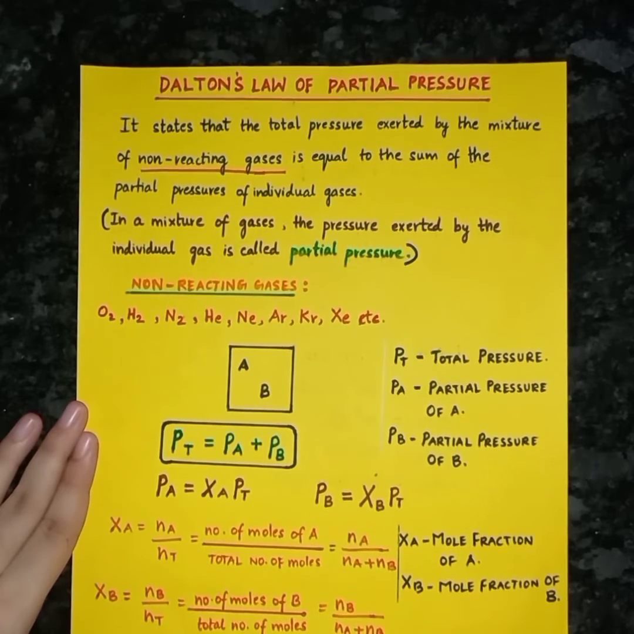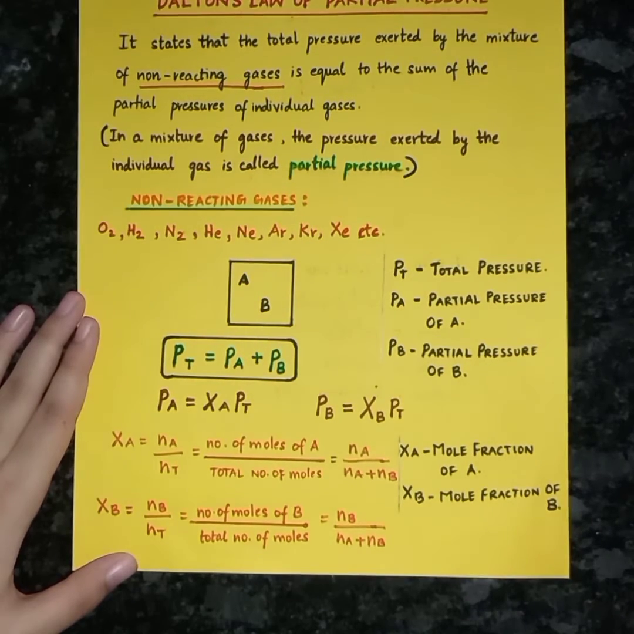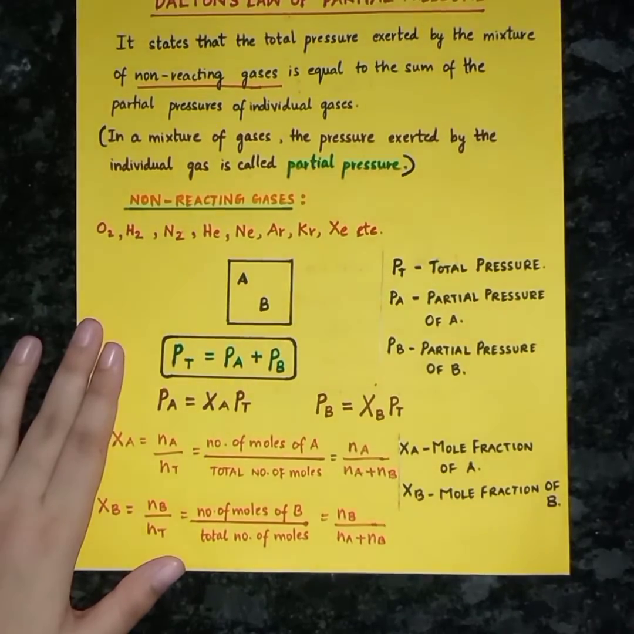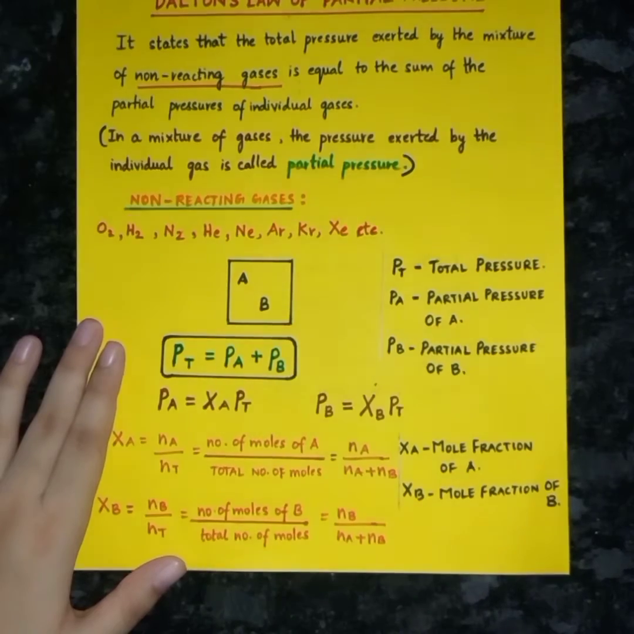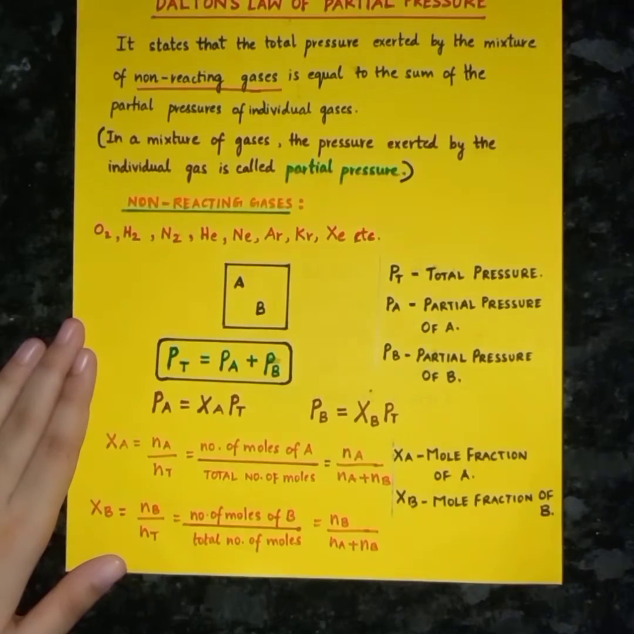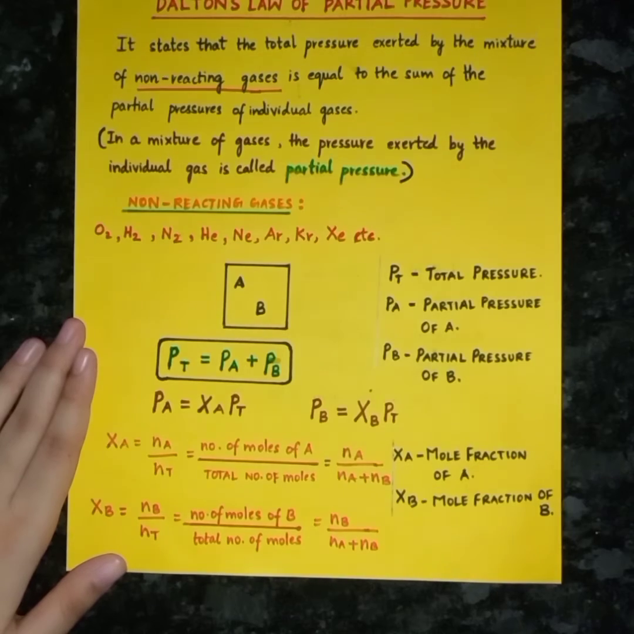Here are some of the examples of non-reacting gases: O2, H2, N2, helium, neon, argon, krypton, xenon, etc. Let us take two non-reactive gases A and B in a container. The total pressure exerted by the mixture of A and B is equal to partial pressure of A plus partial pressure of B. Partial pressure of A is equal to mole fraction of A into total pressure. Partial pressure of B is equal to mole fraction of B into total pressure.